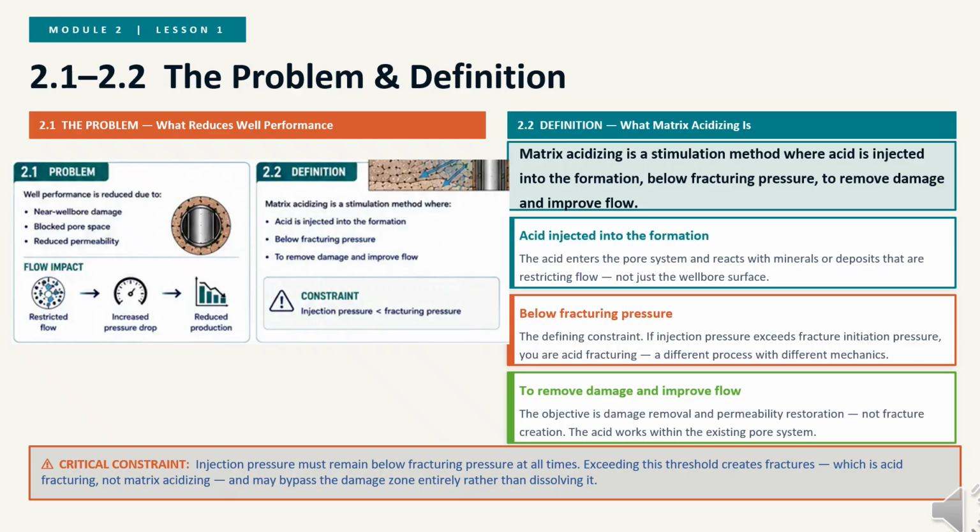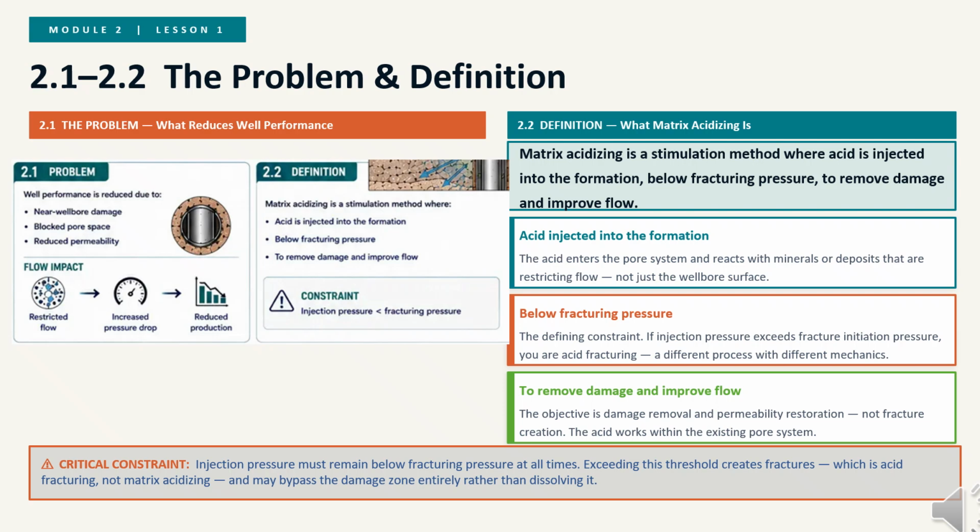3 conditions must exist. Acid must enter the rock, not stay in the wellbore. Pressure must stay below fracture pressure. The objective is removal, not creation of permeability. If you fracture the formation, you are no longer doing matrix acidizing.